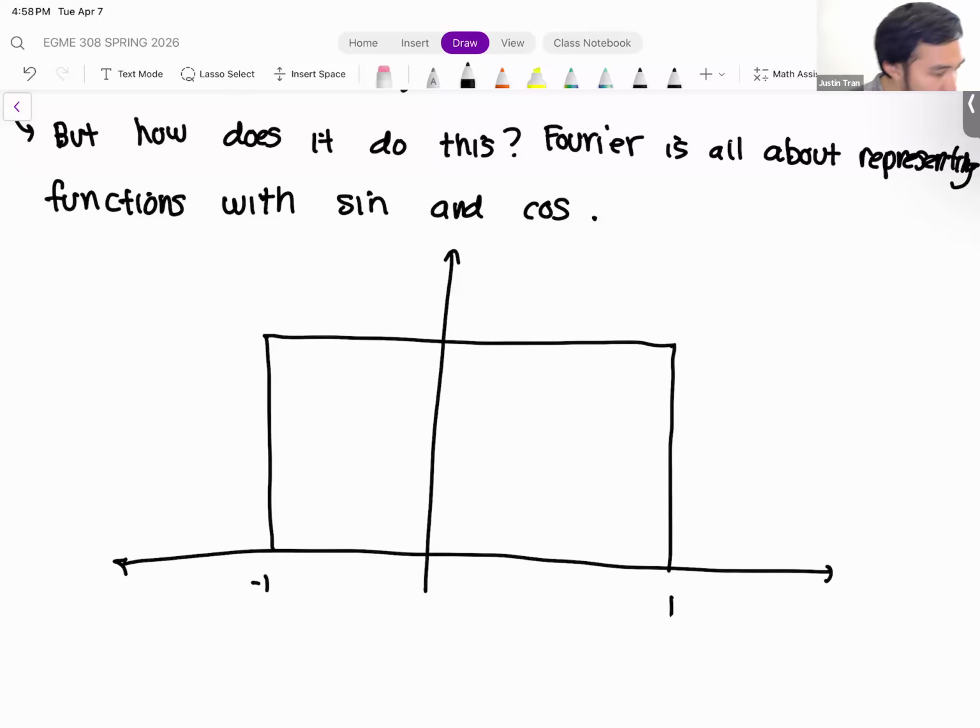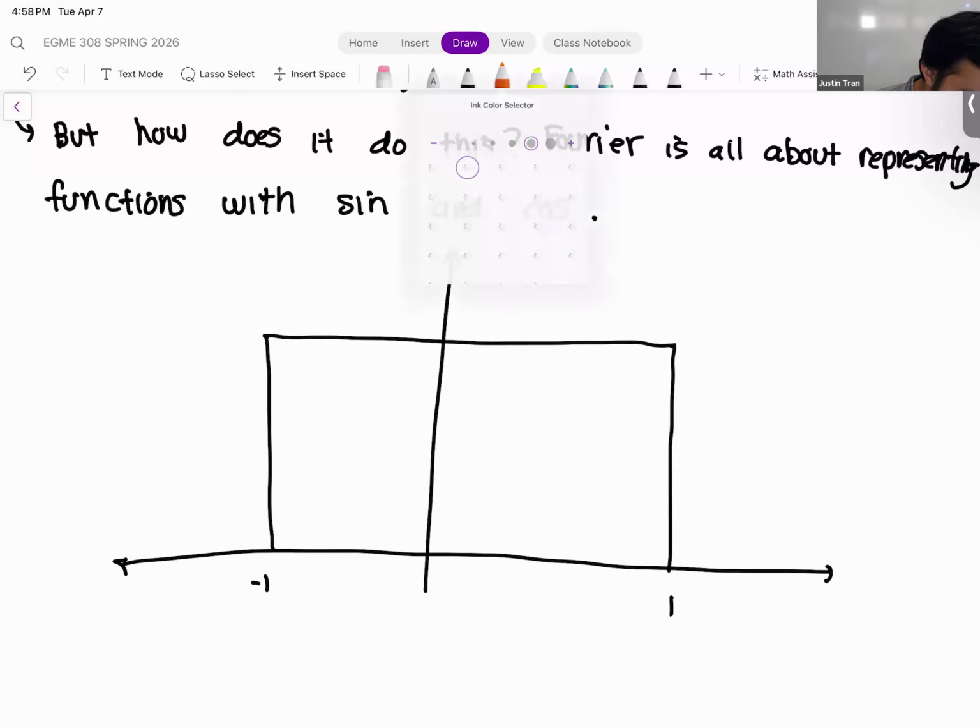Okay. So what happens when you actually represent this with Fourier? Let's say that you represent it with a fair number of terms, you actually get something that looks like the following. Okay, so you have your function here. We have our Fourier series representation, and I'm going to use blue here to represent what a typical Fourier series would look like.